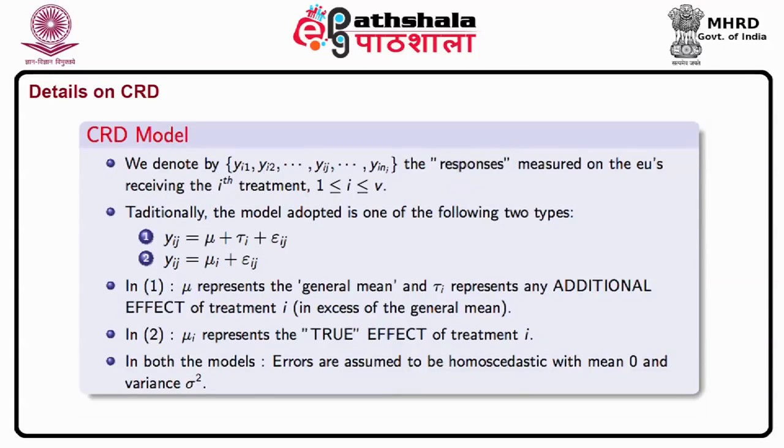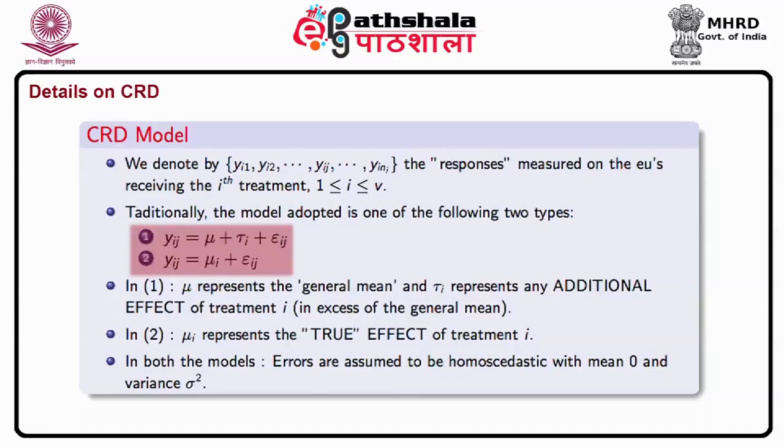Okay? Yes. Continue, please. And here, obviously, i runs from 1 to v, over as many treatments as there are available in the experiment. Yes, and v is the number of treatments. Right. Yes, sir. Now, traditionally, the model adopted is one of the following two types: Yij = mu + tau_i + epsilon_ij, and the other one is Yij = mu_i + epsilon_ij.